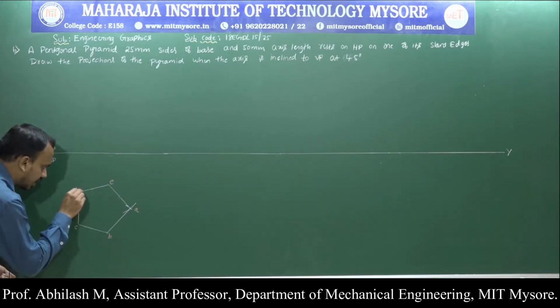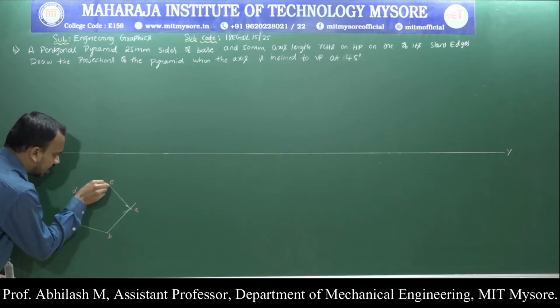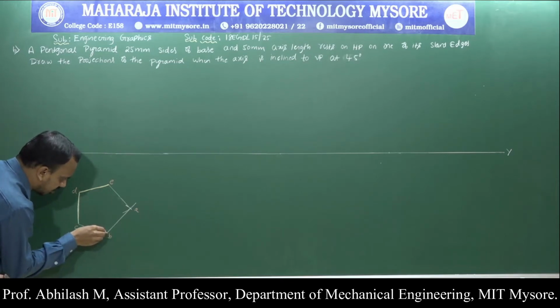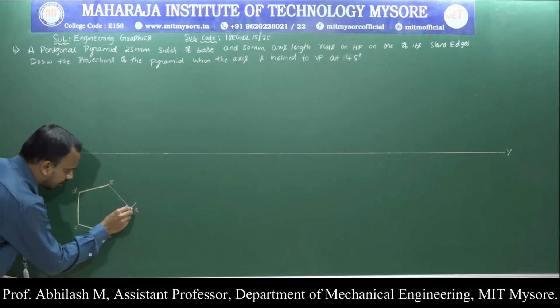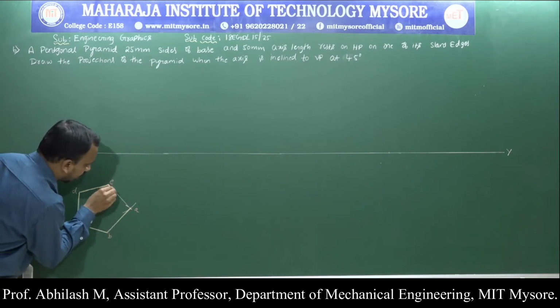C to D is clearly visible, and again E to D is clearly visible. From C to B is clearly visible, and B to A is visible, and from E to A is also completely visible.